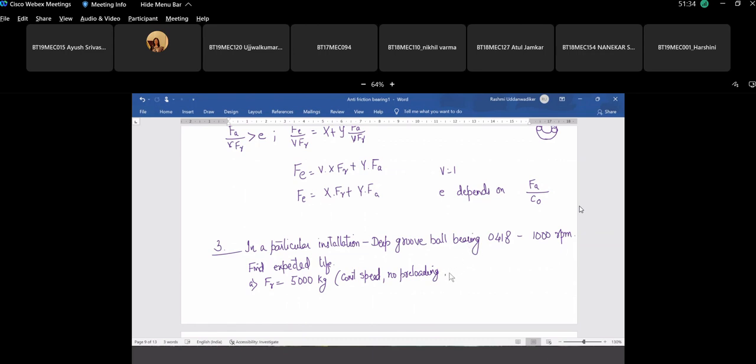outer race is fixed. What do you mean by preloading? And the load is steady. Steady load. What is preloading?